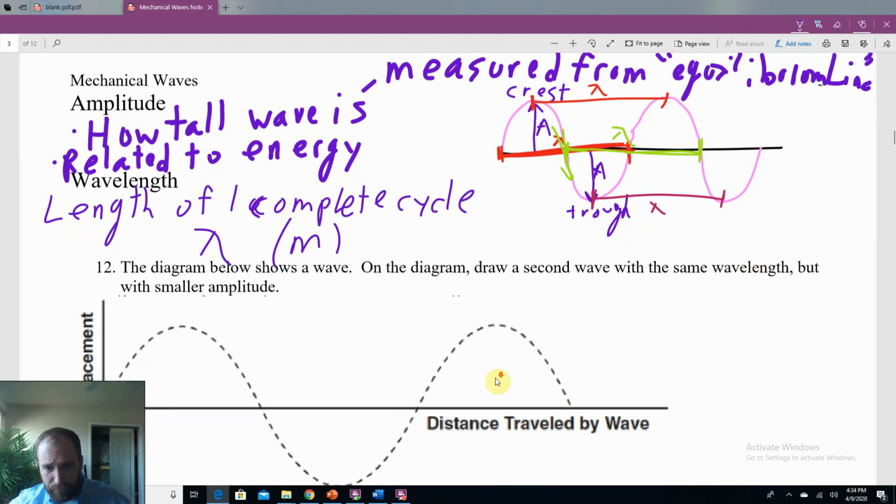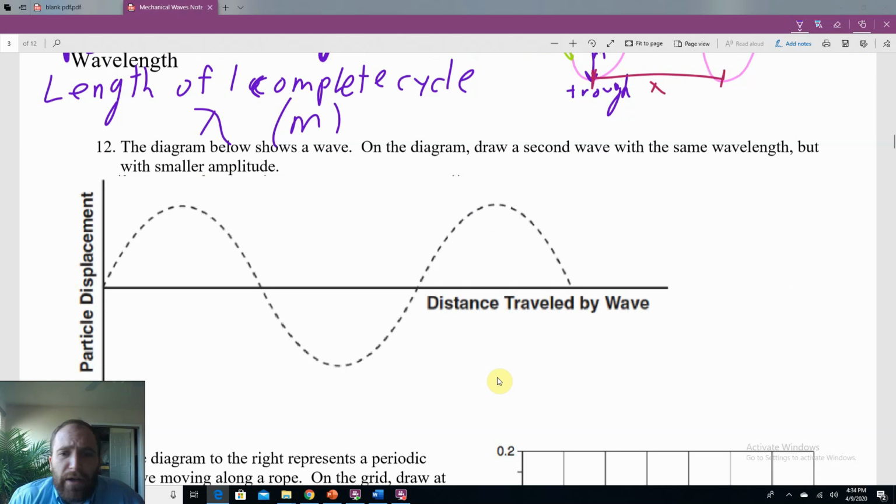Let's try a couple of problems with this. Drawing waves, because it's good to get some practice with that. For number 12, the diagram below shows a wave. On the diagram, draw a second wave with the same wavelength but smaller amplitude. Do me a favor here, pause the video. Think of what this should look like. Take a guess. Give this one your best shot. I'm going to go over it though.